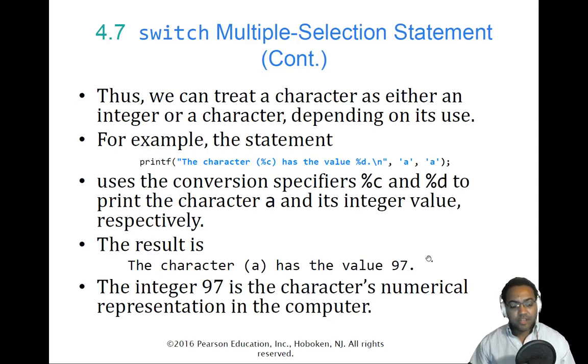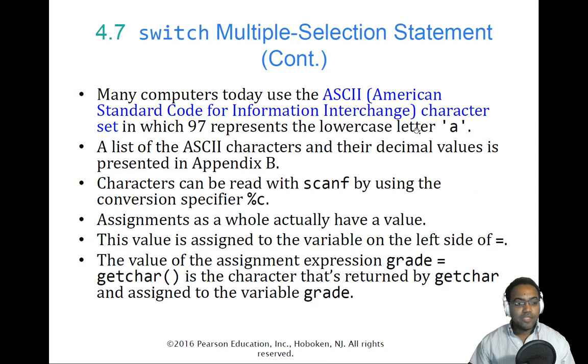97 is its ASCII value. It's a numerical representation that the computer understands it to be. So if you said, I want to know the integer value of a, it will give you the ASCII integer value, which is 97. And there you go. Many computers today use the ASCII character set in which 97 represents the lowercase letter a. And there you go.